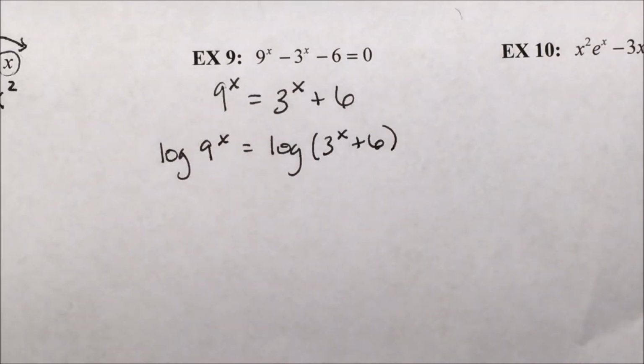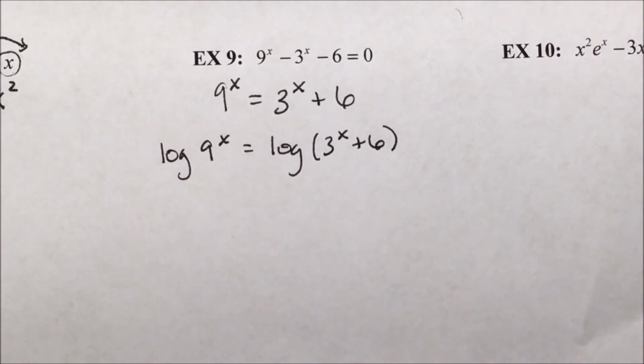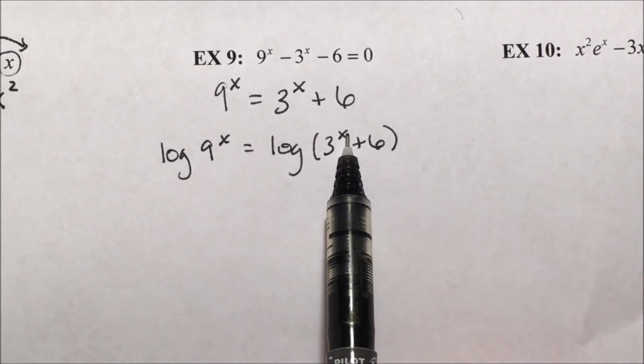Now we still have that problem. I'm still kind of stuck because I've got a sum, or if I had left the 6 over here, I would have had a difference on the inside. We don't have a way to split that apart any further, and I really do need to split it because I need that x to not be inside the log.